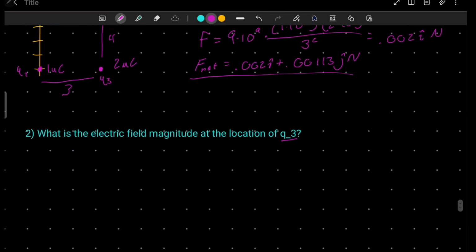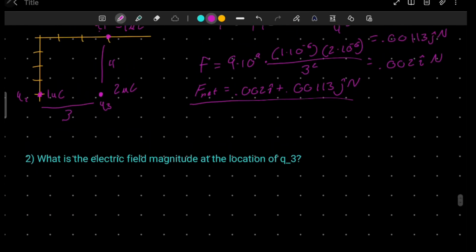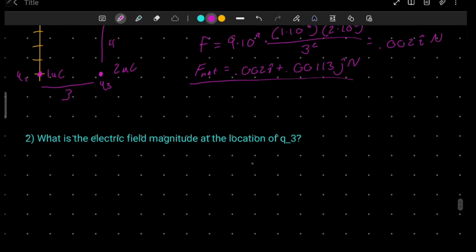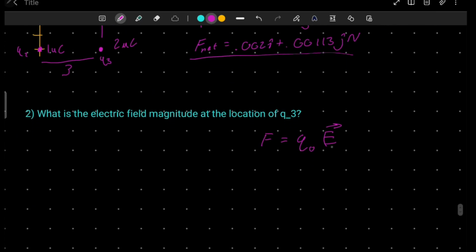What is the electric field magnitude at the location of Q3? So this is very simple, and we'll use a very simple equation. F is going to be equal to Q naught, which in this case is going to be Q3, times E, the electric field. So we can rewrite this equation in terms of E, which is very simple: F divided by Q naught equals E.